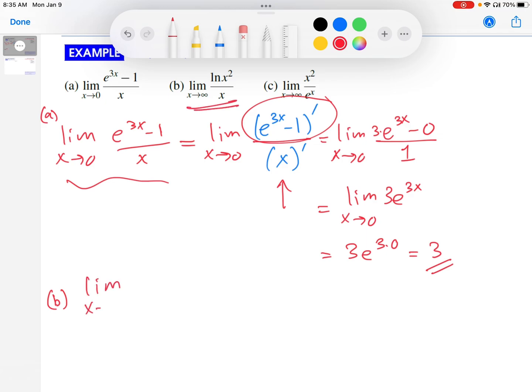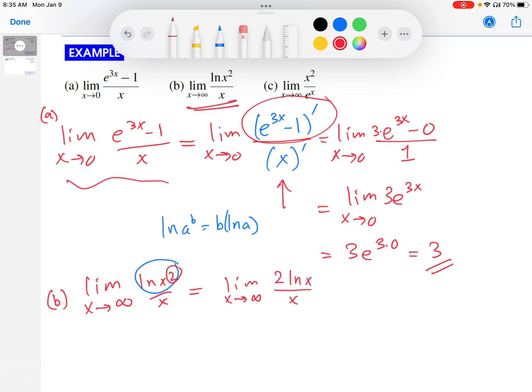Limit as x goes to infinity now of ln of x squared over x. Notice that, again, algebraic simplification goes a long way. We don't have to do it here, but we could, and I would argue we should, because it simplifies the problem and makes it easier. You might remember rules of exponents, that ln of a to the b, you bring down the b and multiply it by ln of a. So I'm going to use that here. I'm going to bring down the 2. So this is 2 ln of x divided by x.